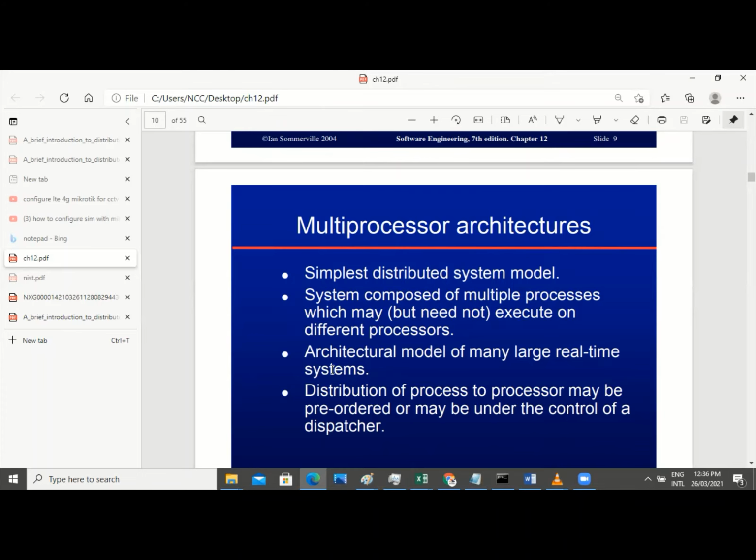The next thing to take note of is that this is the architectural model of many large real-time systems. It uses multiple processors, and the model is usually deployed on large real-time systems. That's one of the features. And lastly, distribution of processes to processors may be pre-ordered or may be under the control of a dispatcher.